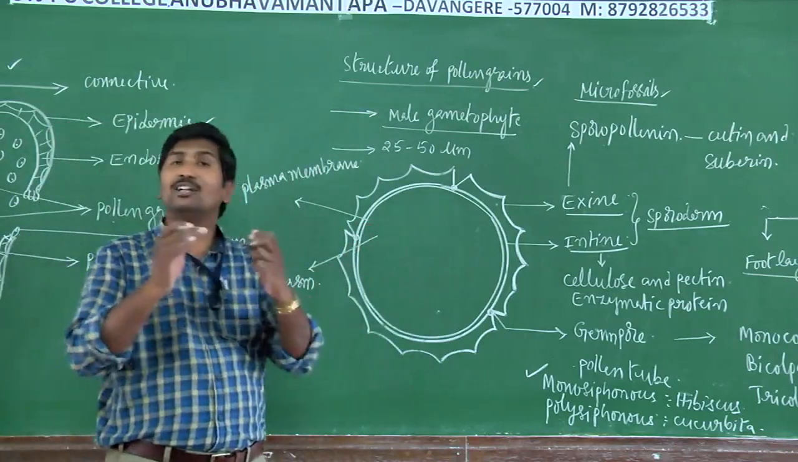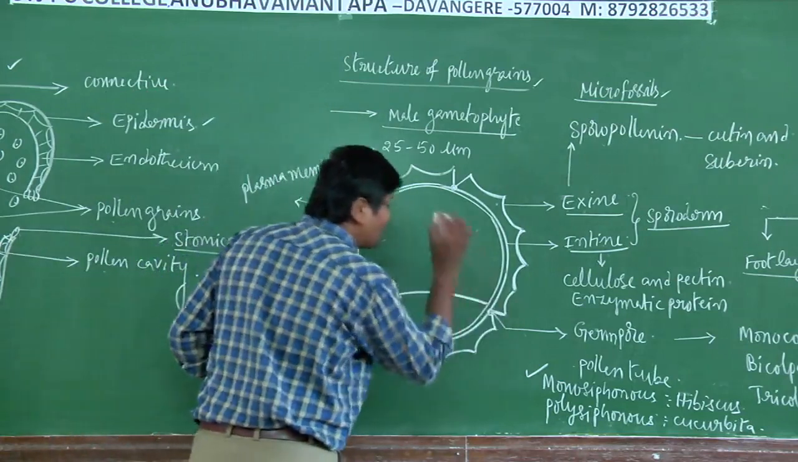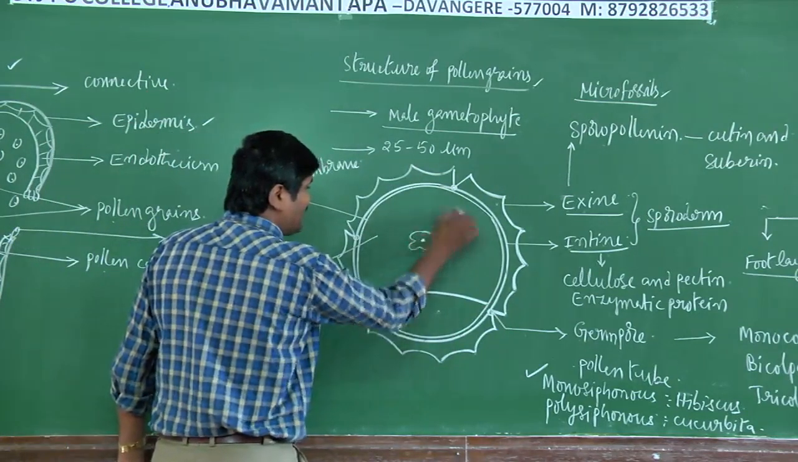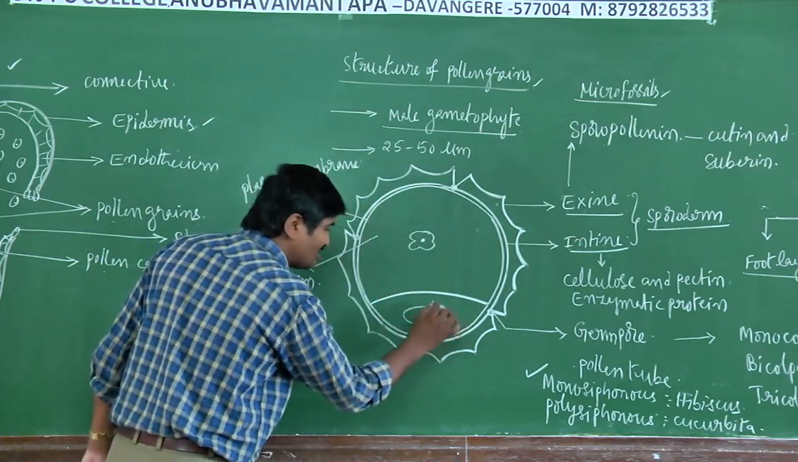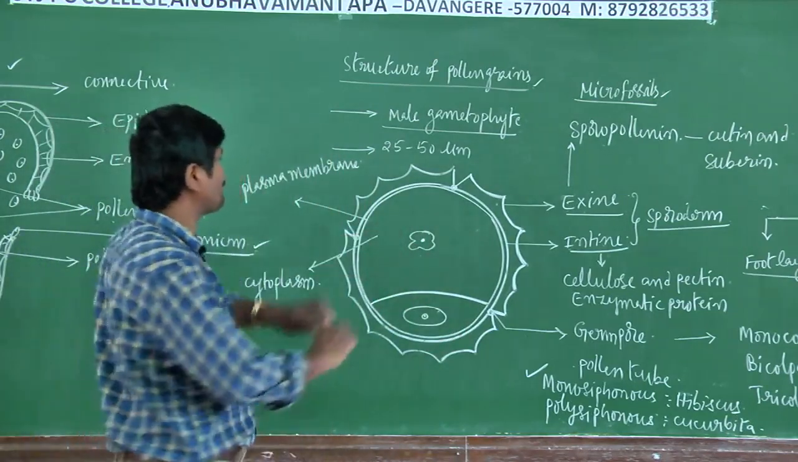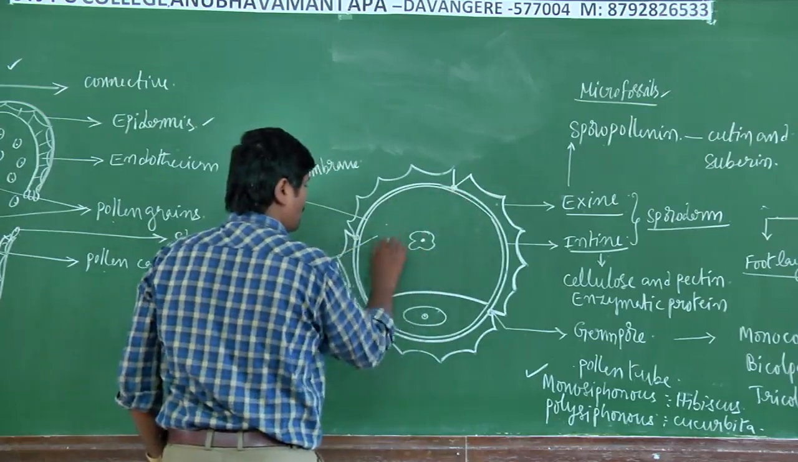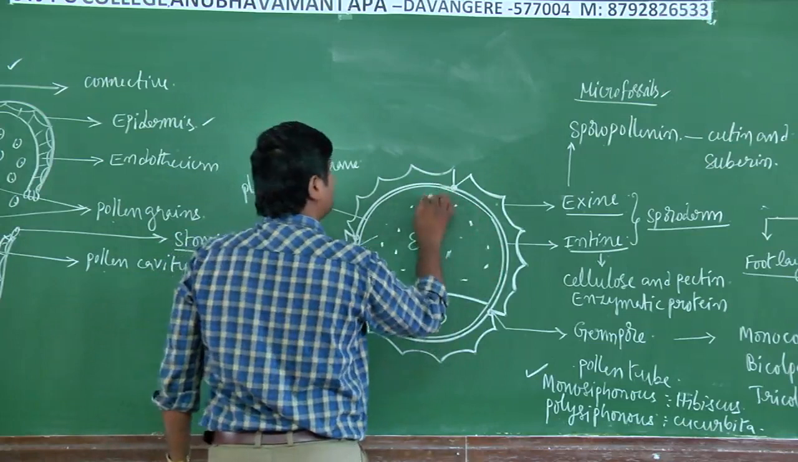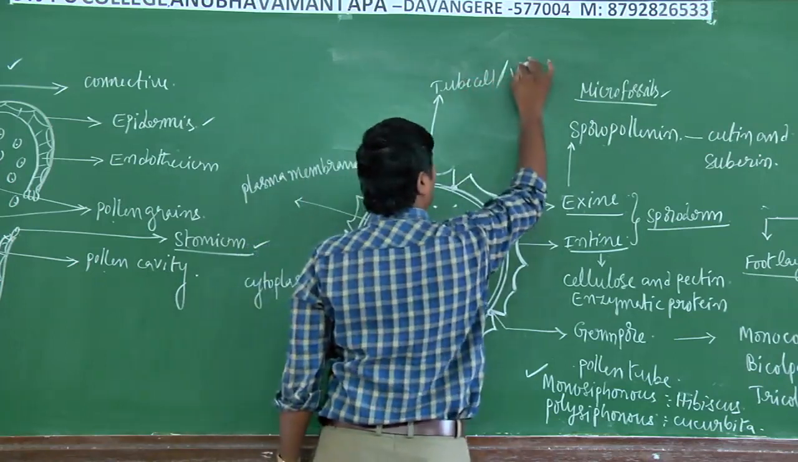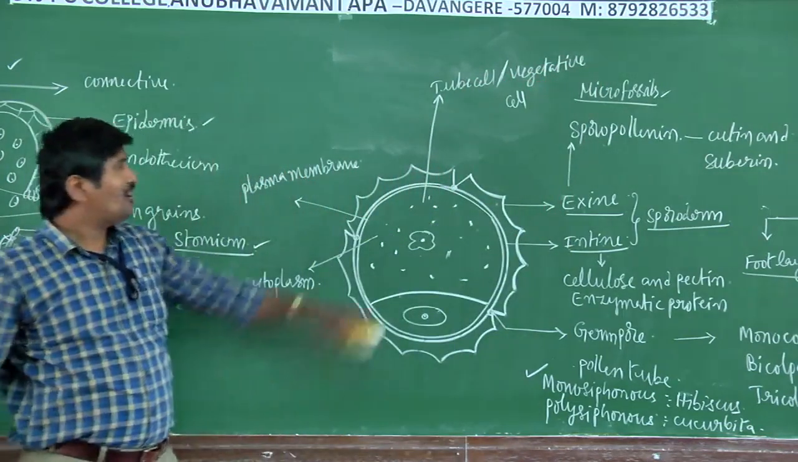This one nucleus undergoes mitotic cell division, unequal mitotic cell division, to form two unequal cells. What are the two unequal cells? This one is the bigger cell, another one is the small cell. This bigger cell is known as the tube cell or vegetative cell.